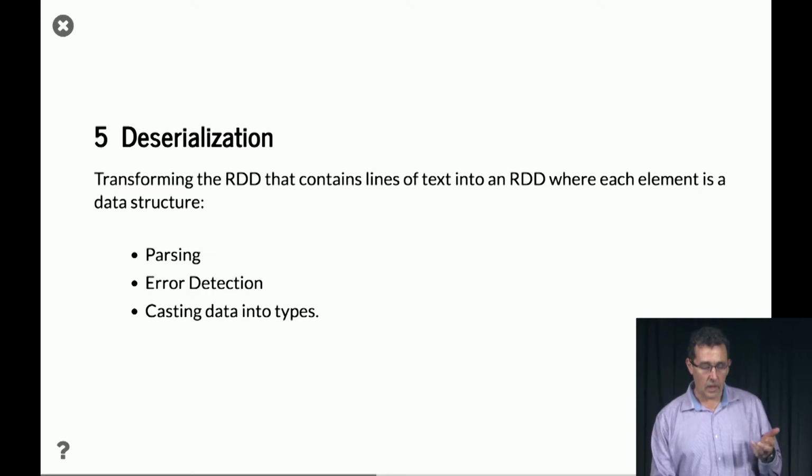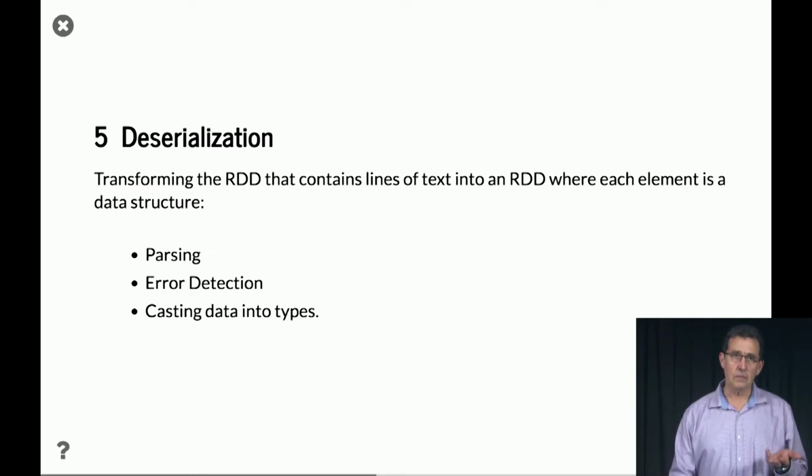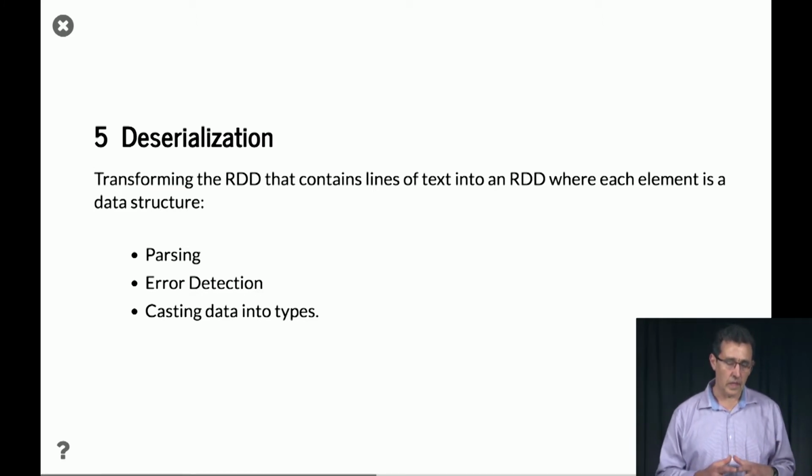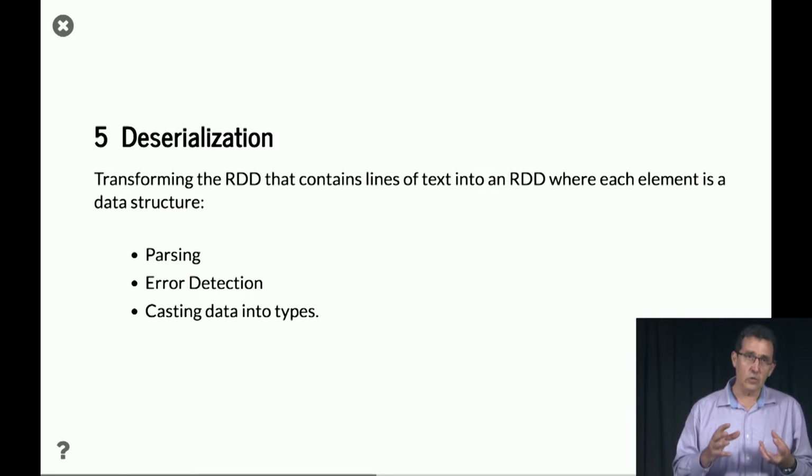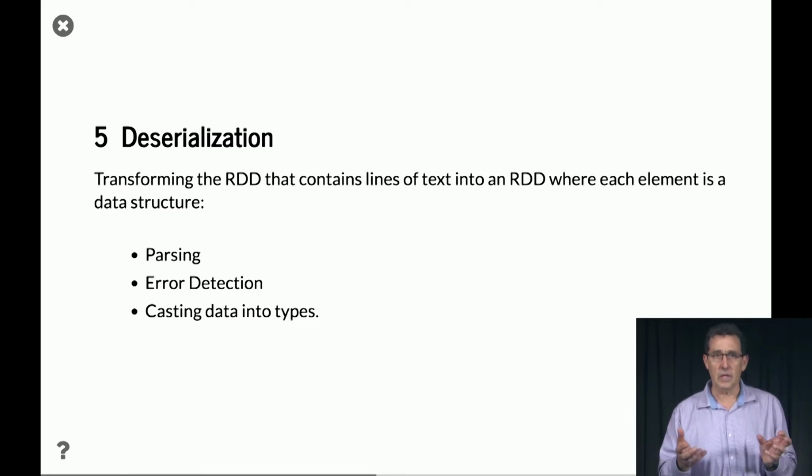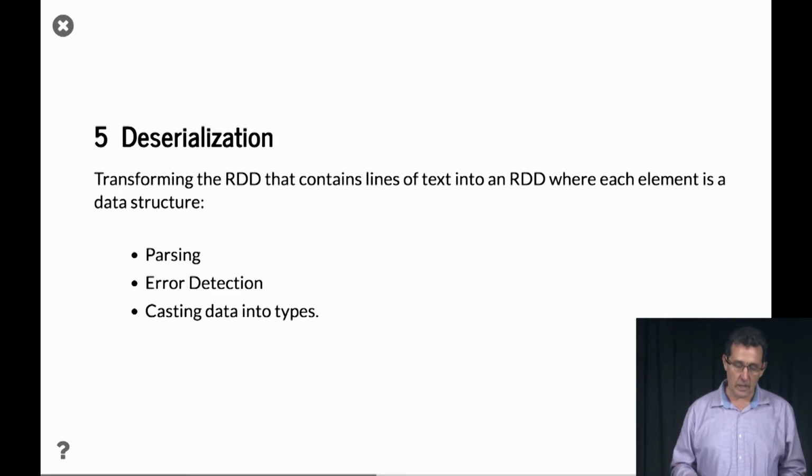But basically, we need to do parsing of the file. We need to do error detection so that we detect if there's anything that the parsing doesn't work right. And then we need to cast every element into a data type that is an operational data type like numbers or NumPy arrays and so on.